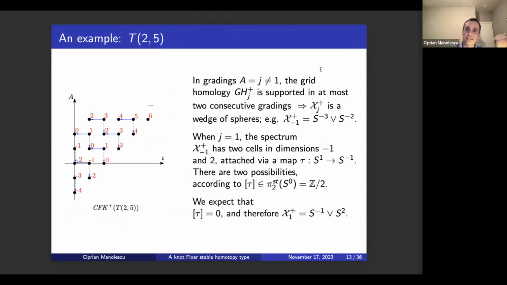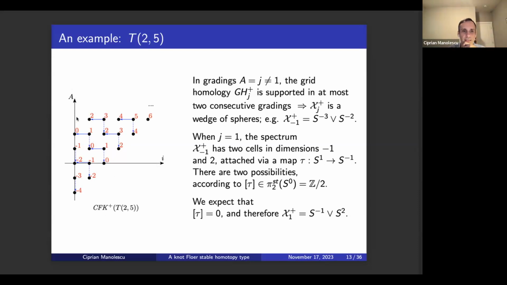Before I get into the construction, let me give an example of what this looks like. Here's the knot T(2,5). This is a torus knot. You wrap 2 times in one direction and 5 times in the other direction along the torus. These are the Alexander gradings, and these are the homological gradings. Each dot represents a generator in the homology of this knot.